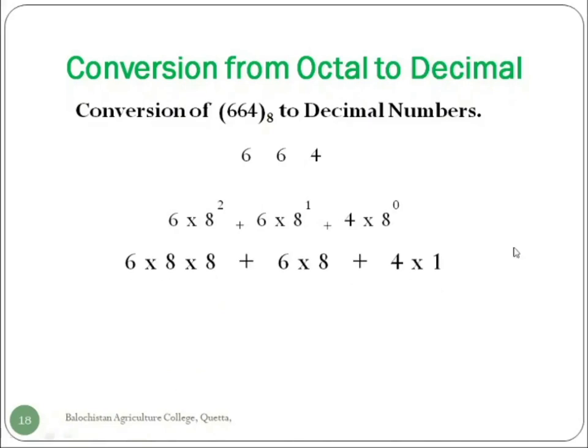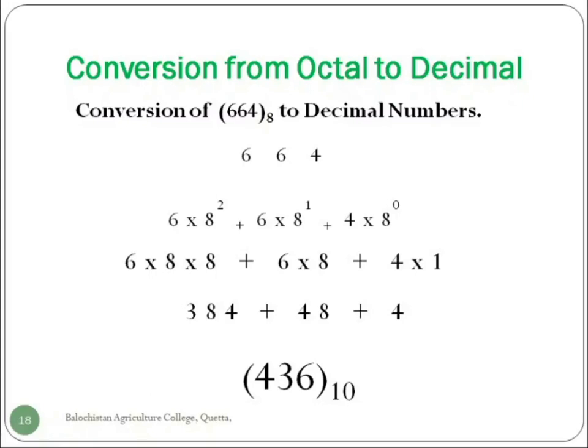So let's calculate. We have seen that any number whose power is 0 is equal to 1. So 4 multiplied by 1, 6 multiplied by 8, 6 multiplied by 8 multiplied by 8, because 8 squared means 8 will be multiplied by itself 2 times. After multiplying 6, 8 and 8, we get 384. 6 multiplied by 8 is 48, plus 4. And the final answer is 436, which is a decimal number.